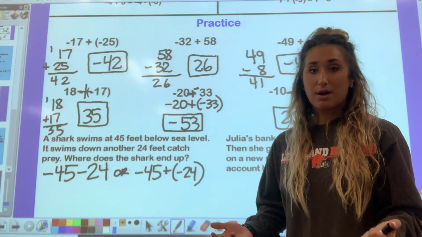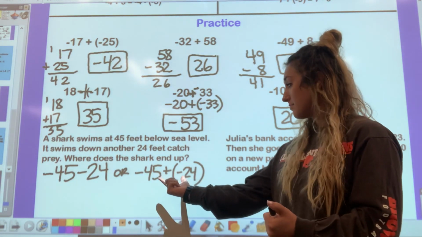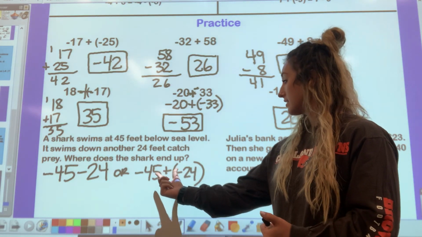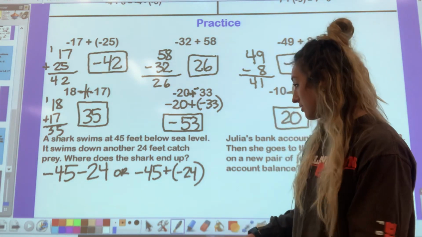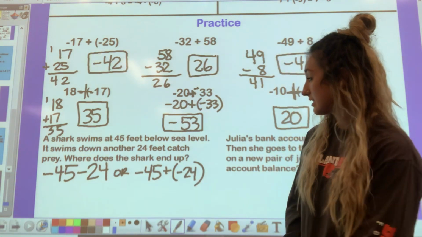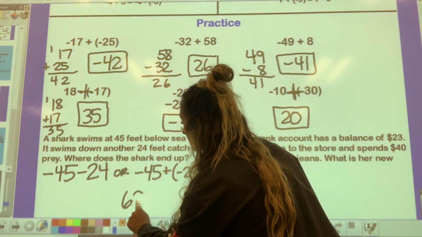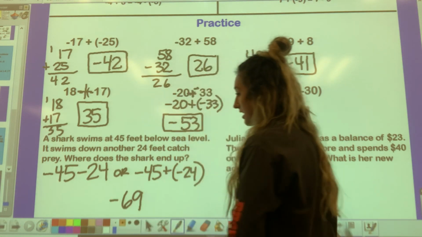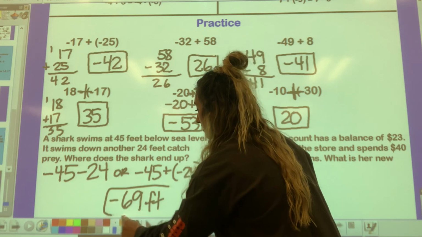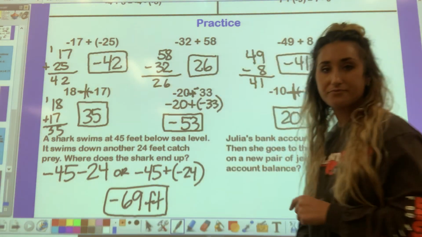Remember, the only rules that we have are for adding. So in looking at this addition problem, these are the same signs, so we'll add those together. 45 plus 24 is 69. And keep that negative sign. Don't forget to label your answer. And there's your final.